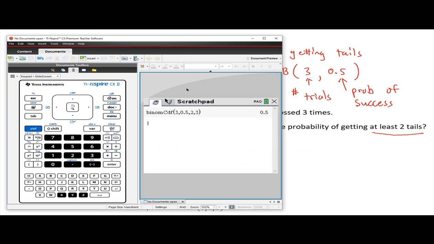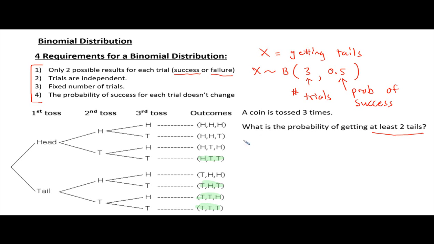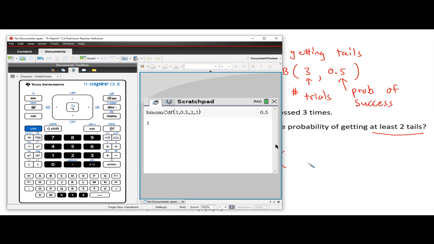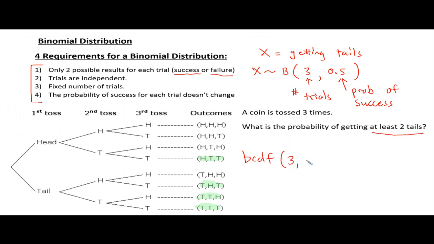Now, if you're doing this using the GDC, you should always make sure you write this out so that the person grading it knows what you did, right? So over here, I would put binomial CDF, and then we had 3, 0.5, lower bound, upper bound, and then our answer was 0.5.